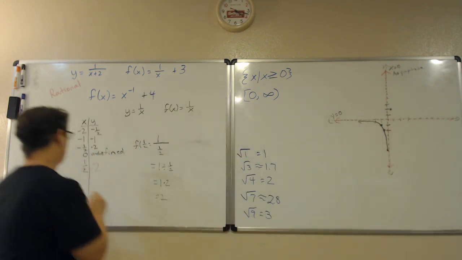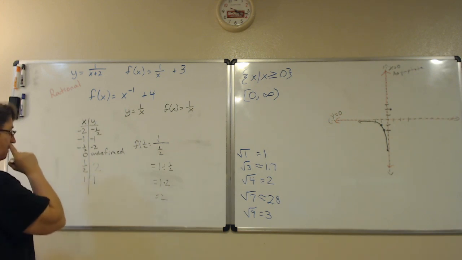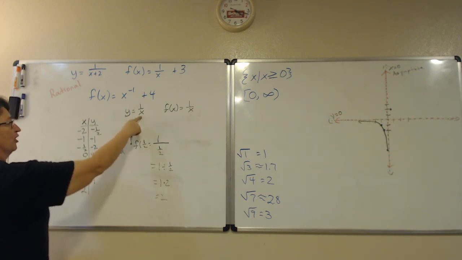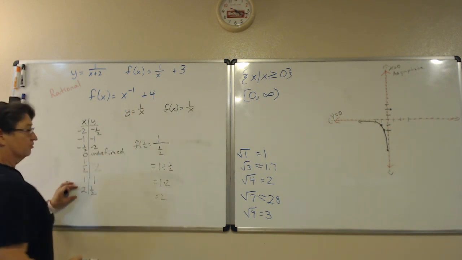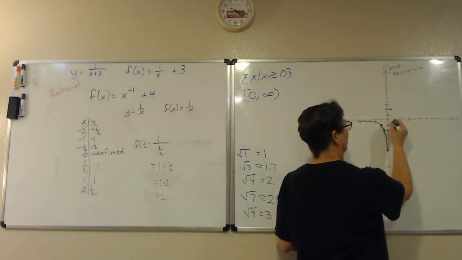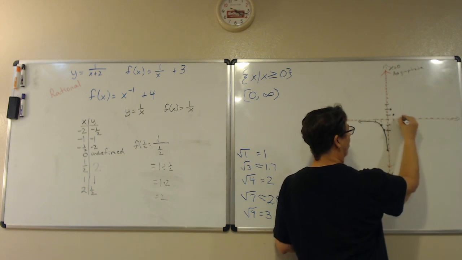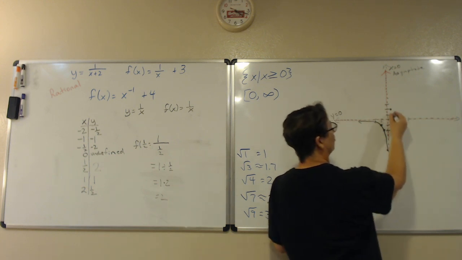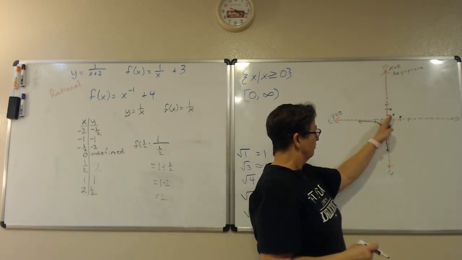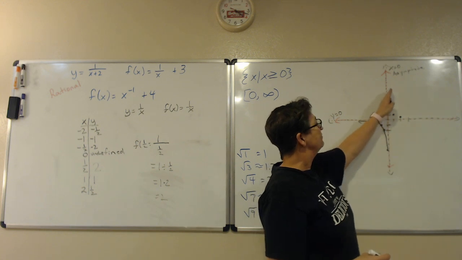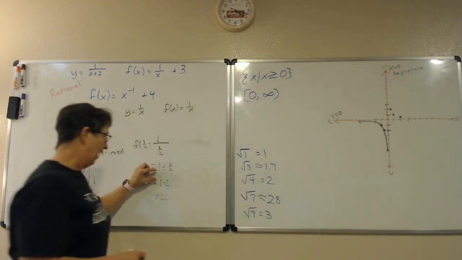If I put in 1, I'm going to get out 1. And if I put in 2 for x, that's just going to be equal to 1/2. So my points are at (1, 1), (2, 1/2), and (1/2, 2). And again, as I put in smaller and smaller numbers towards 0, the y values are going to get bigger and bigger because those fractions are going to turn.